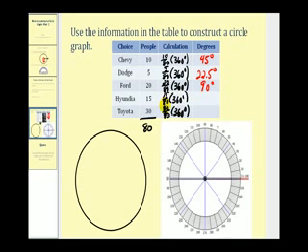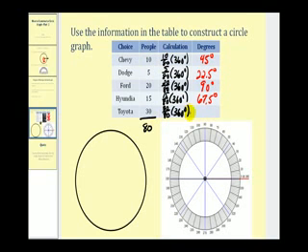And then 15 out of 80 would be the same as combining these two categories. So if we add these two angles, that would represent 15/80ths of 360 degrees. That's 67.5 degrees.